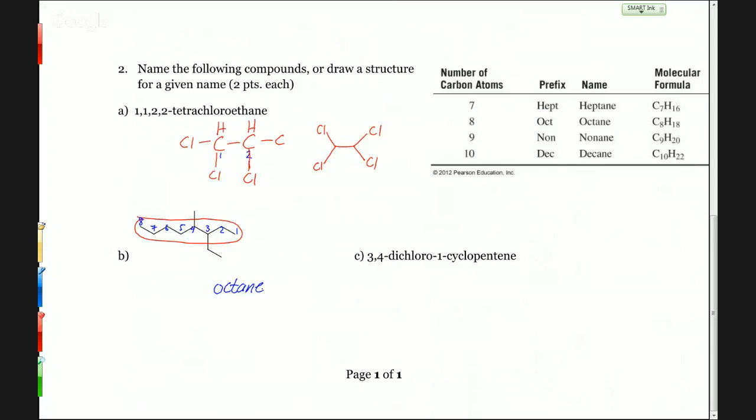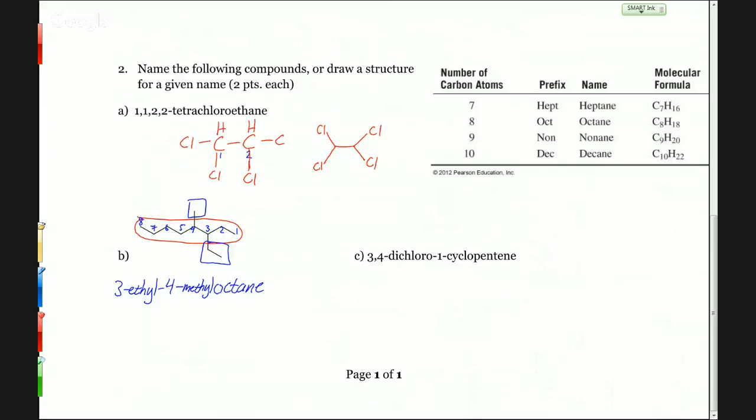And we've got a substituent here and here on carbon 3 and 4. So on 3, that substituent has 2 carbons. That makes it ethyl. And at 4, it has 1, so that makes it methyl. 3-ethyl-4-methyloctane would be the full name of that.